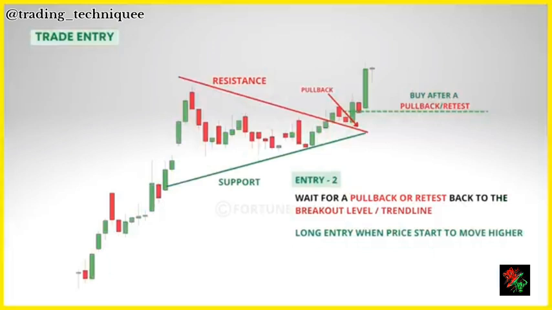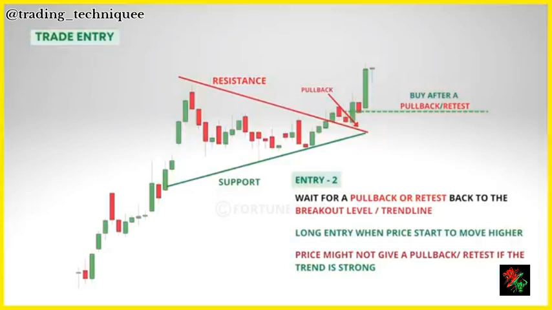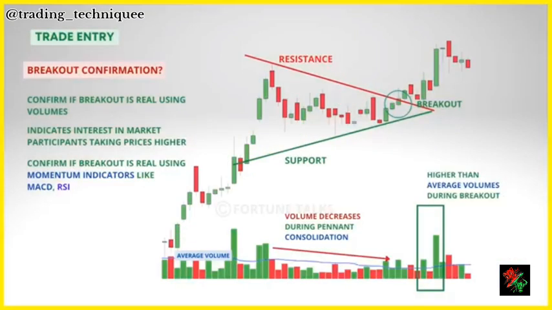The best move in such a situation is not to take the trade at all, or you can wait for a pullback or retest back to the breakout level and then take an entry when the price starts to move higher. But because of the explosive nature of breakouts from the pennants, the chances for a pullback or retest are fairly dim. So the best possible entry could be above the breakout candle high. Now validating the breakouts using volumes and other momentum based indicators can be a good practice. During the pennant consolidation, the volume has to decrease due to the evident shrink in volatility, and the breakout has to be supported by higher than average volumes, which could indicate a rise in the buying interest.